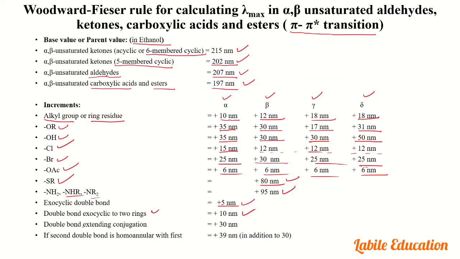If there is an extra double bond extending conjugation, then it will contribute 30 nanometer. And if this extra double bond extending conjugation is homoannular with the first double bond, then it will contribute plus 39 nanometer in addition to the 30. So 30 because it is extending conjugation, and 39 if it is homoannular. If it is heteroannular, then it will not contribute any extra increment.